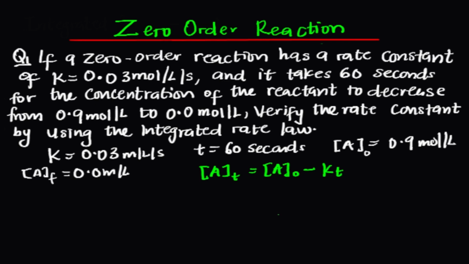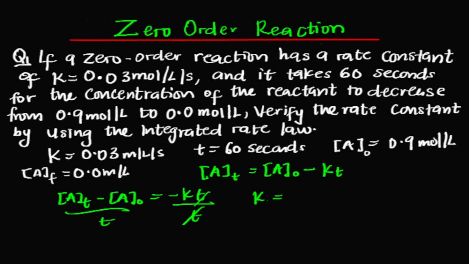From there, what I'm going to do is make k the subject of the formula. So if we make k the subject, we are going to have the concentration of A at time t, minus the concentration of A naught, equals minus kt, right? Then if I rearrange once again, I can divide this side by t, and I'm going to have this equal to k.